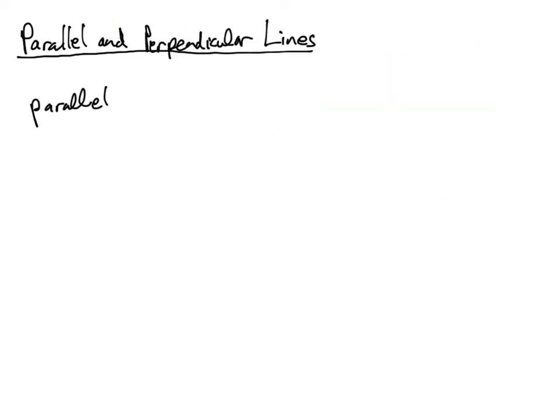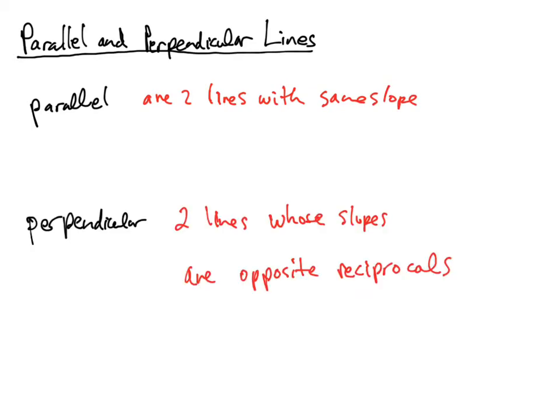Moving on to a discussion of parallel and perpendicular lines. Well, parallel lines are two lines with the same slope. And perpendicular lines are two lines whose slopes are opposite reciprocals of one another. And just what that means, let's suppose we have the slope of one line that is 3/4. The perpendicular slope is going to be the reciprocal, so 4/3, but it's going to have the opposite sign. So if we have two lines whose slopes are 3/4 and negative 4/3, that means those lines are perpendicular.